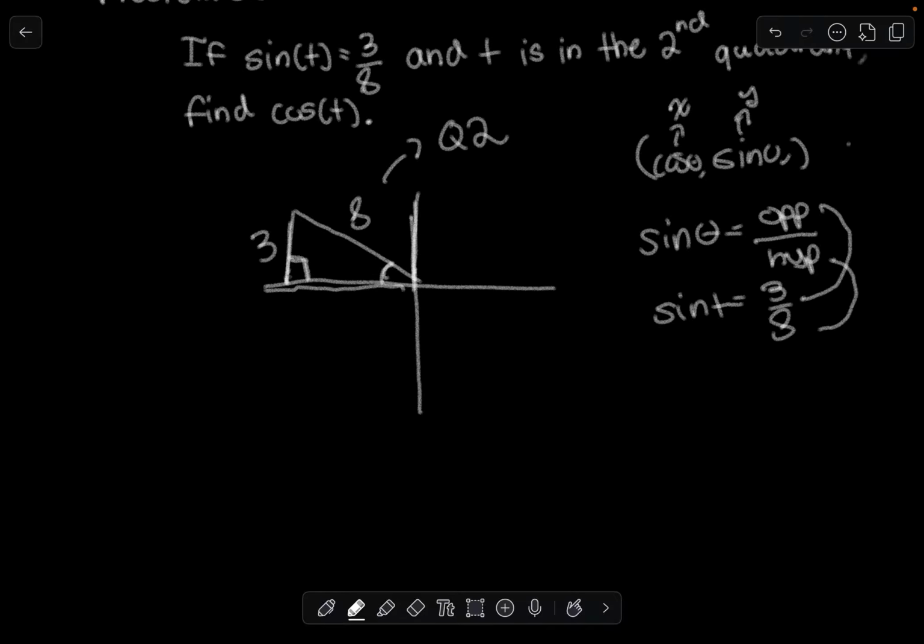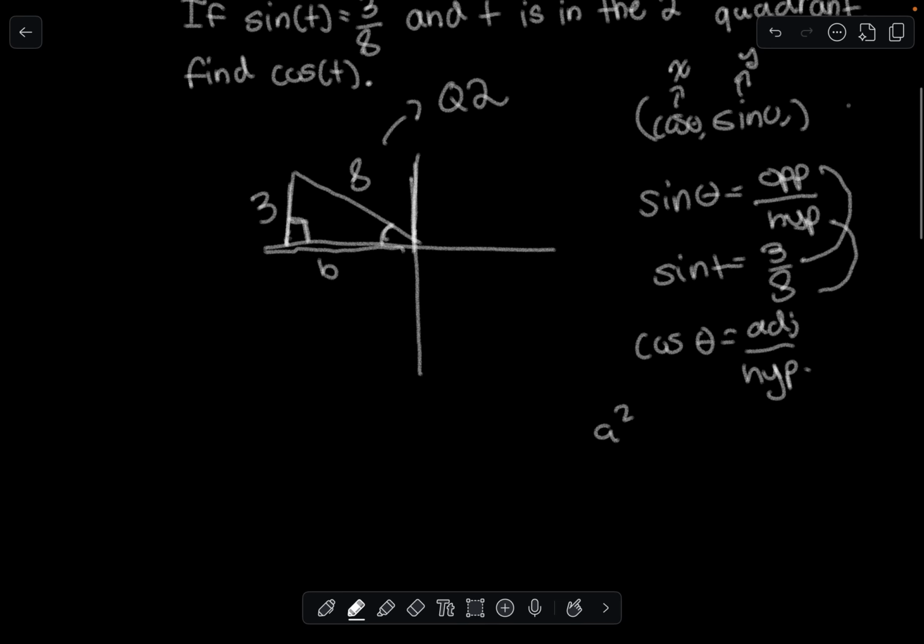So let's now talk about the right triangle definition of cosine, which is cosine of an angle is equal to adjacent of the angle divided by the hypotenuse of the triangle. Now if we look here, we don't actually have a direct side length for our adjacent side. So we can label that as b. And using the Pythagorean theorem, we can solve for b, because we know that a squared plus b squared is equal to c squared. A squared is our 3, and c squared is our hypotenuse, which is 8.